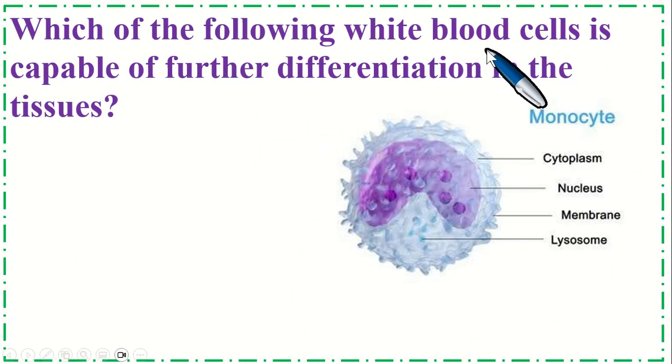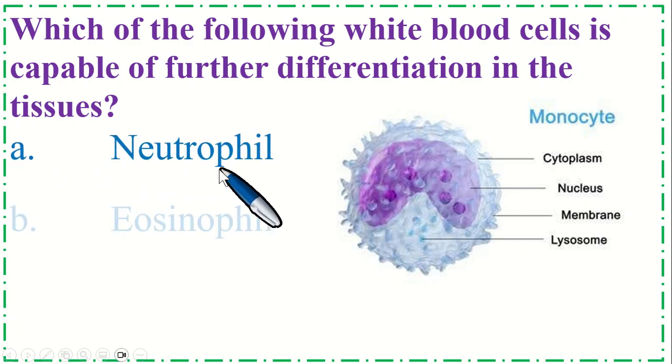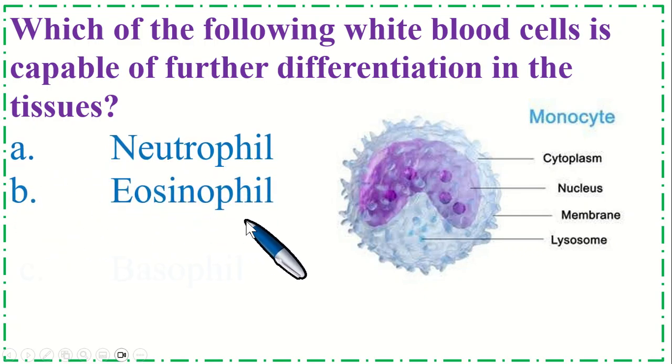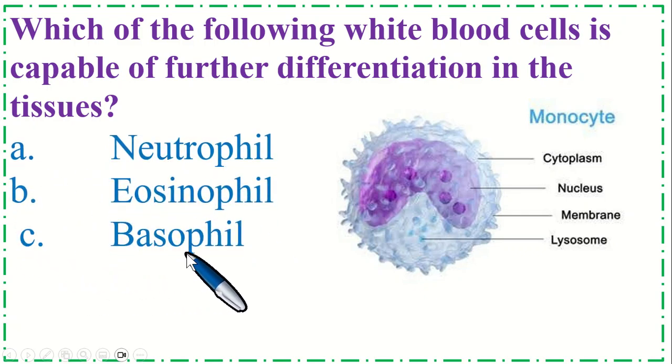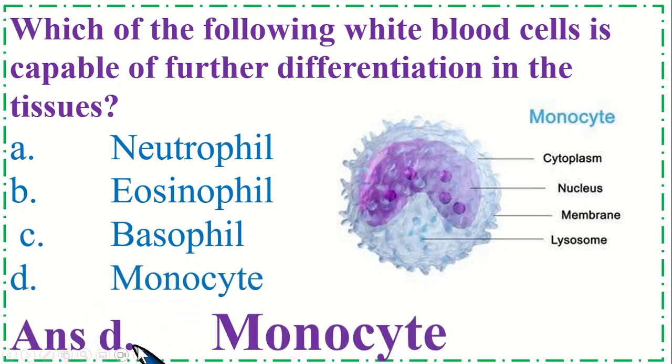Which of the following white blood cells is capable of further differentiation in the tissues? Option A. Neutrophil. B. Eosinophil. Option C. Basophil. And option D. Monocyte. So the correct option is D. Monocyte.